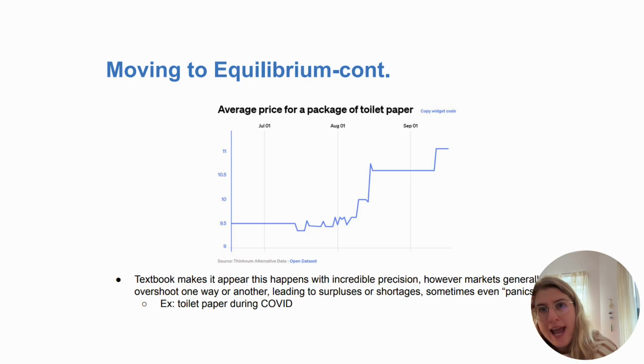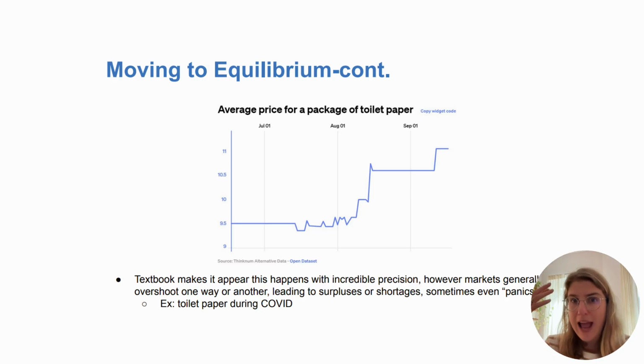So up to now, we've looked at equilibrium as if markets always move there smoothly and with perfect precision, but in reality, markets rarely behave that neatly. Instead, they often overshoot, right? Prices may drop too fast or rise too quickly, and this can lead to temporary shortages, surpluses, and even full-blown panics, right? A good example is toilet paper during the first arc of the COVID-19 pandemic.